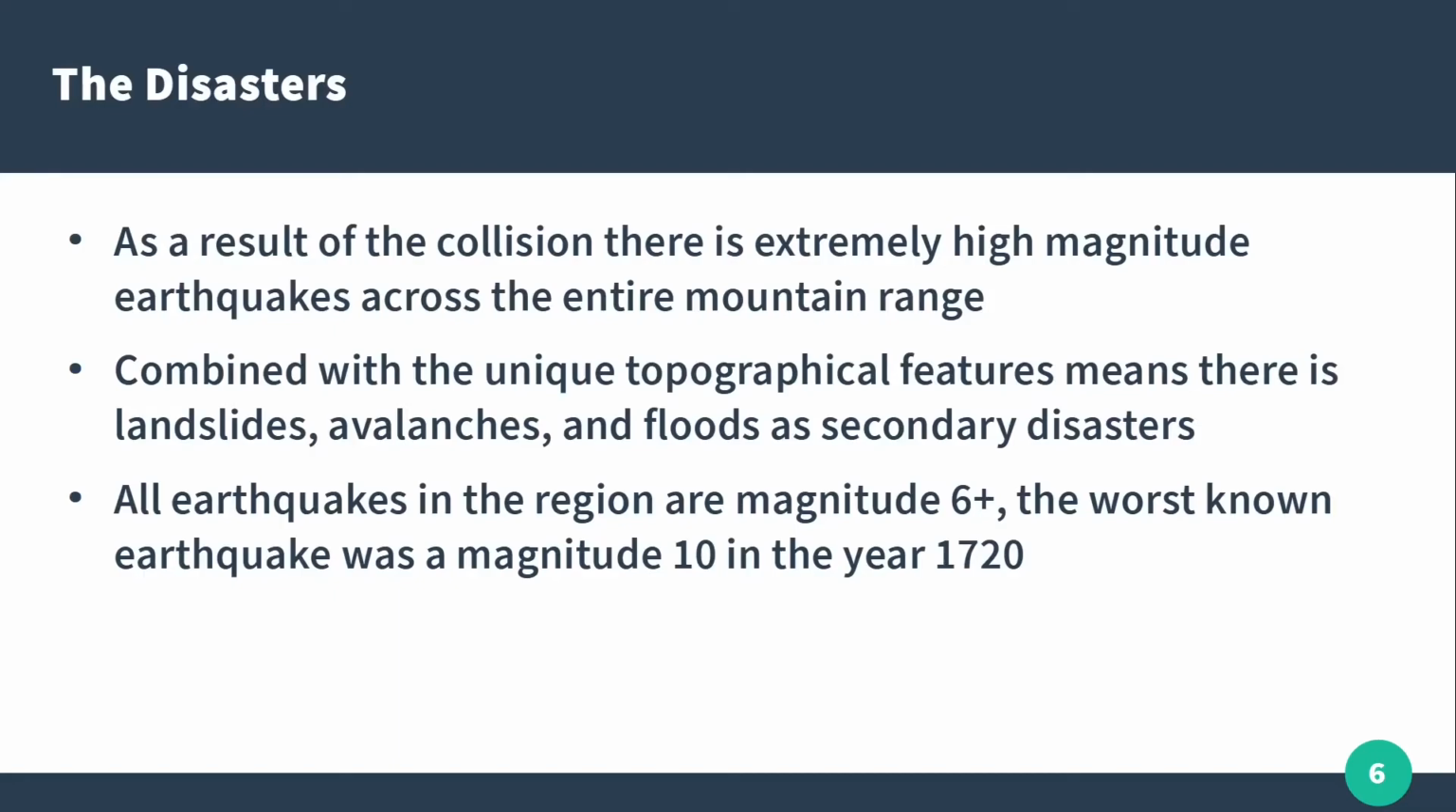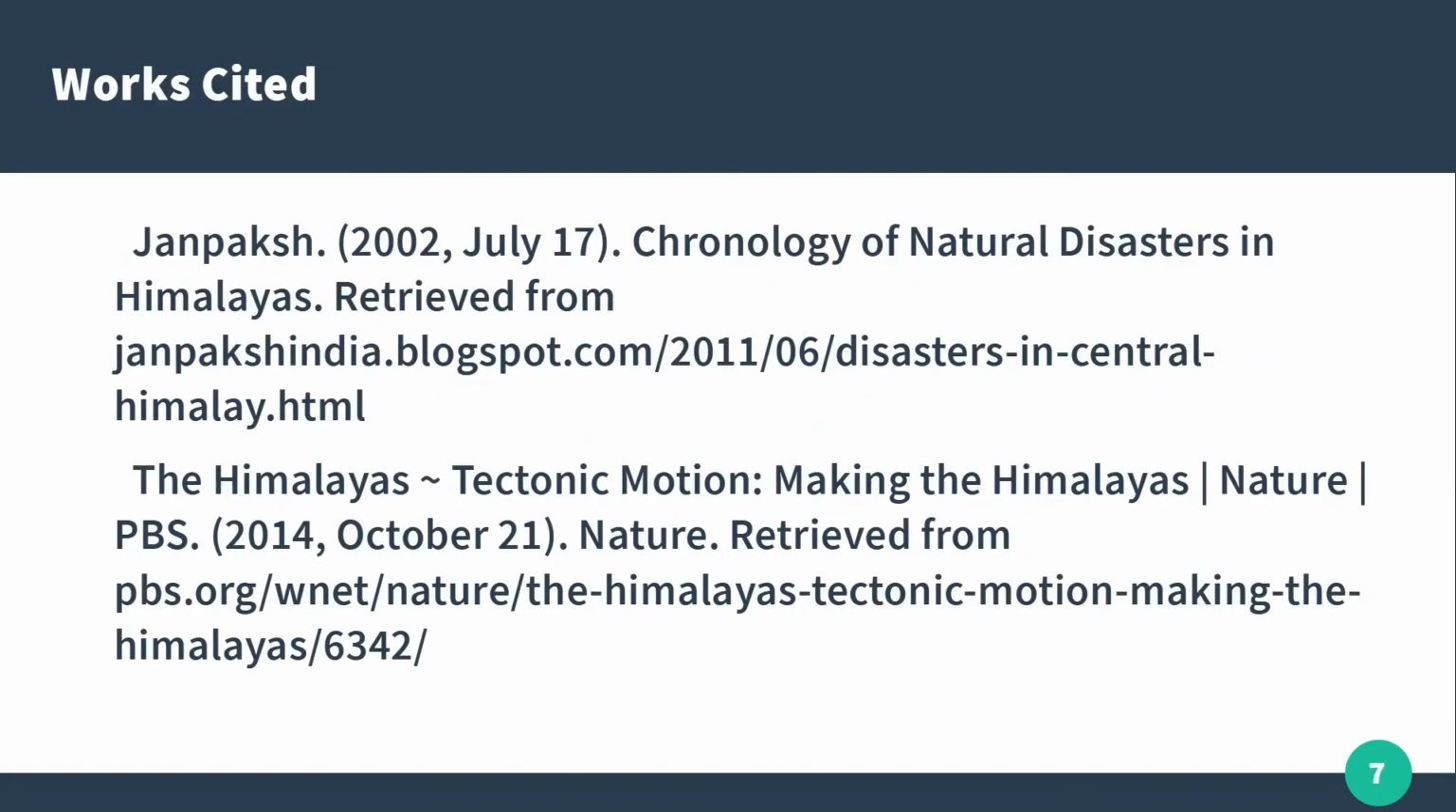Combined with the unique natural features in the area, there are also going to be things like landslides and avalanches, which are extremely prevalent, as well as floods, which come about as part of more complex processes. Pretty much any earthquake in the region is going to be very severe, at least magnitude 6. There are not really many that are much lower than that. The worst one on record was a magnitude 10, and that was back in the year 1720.